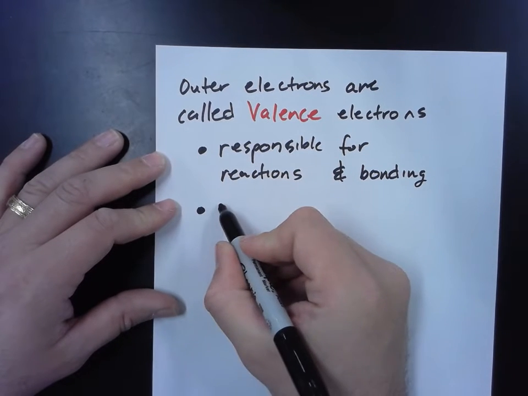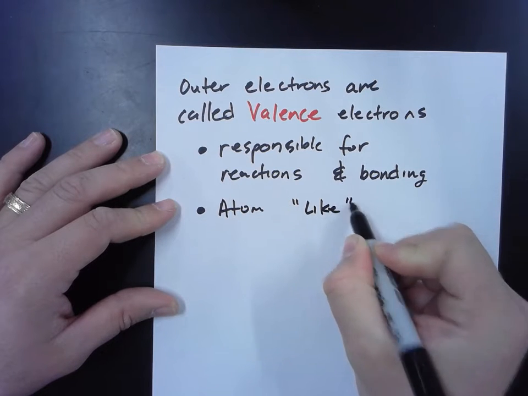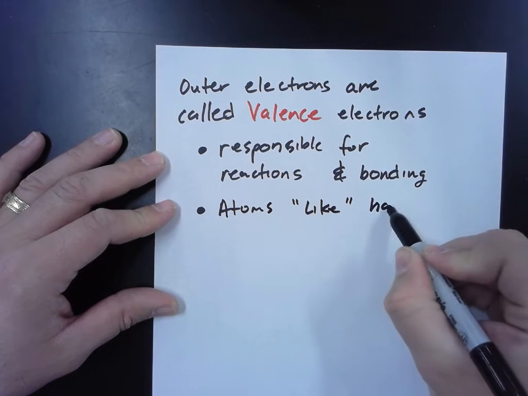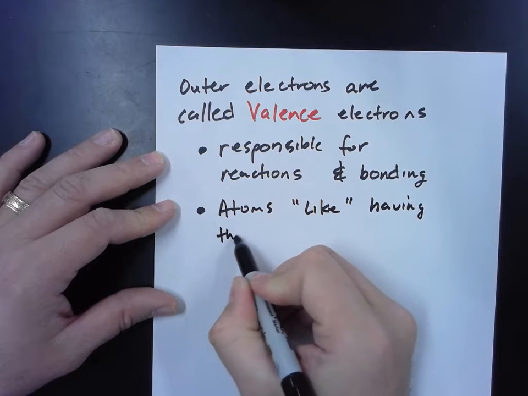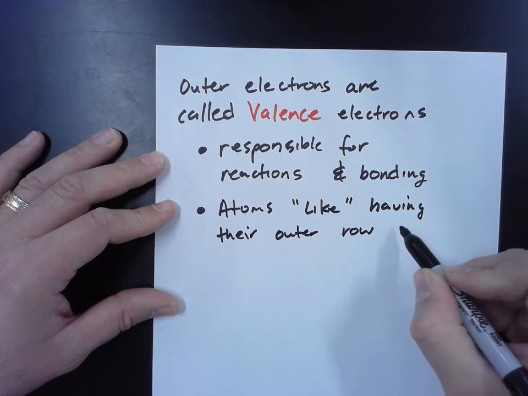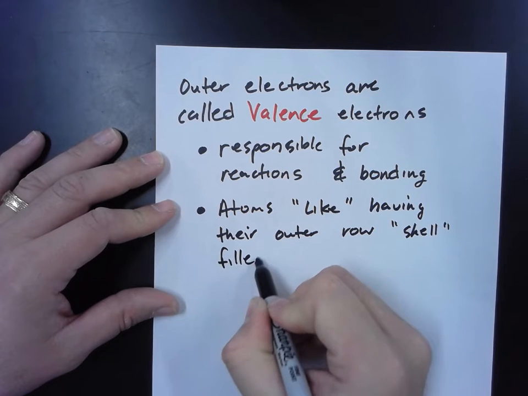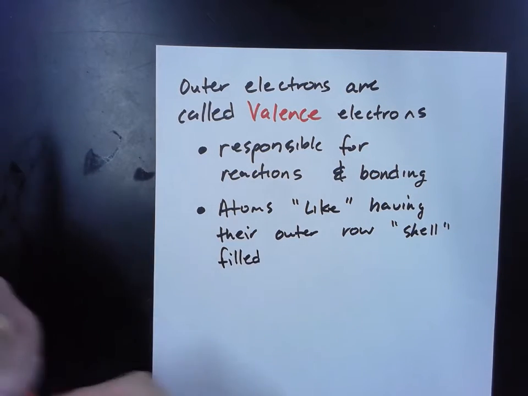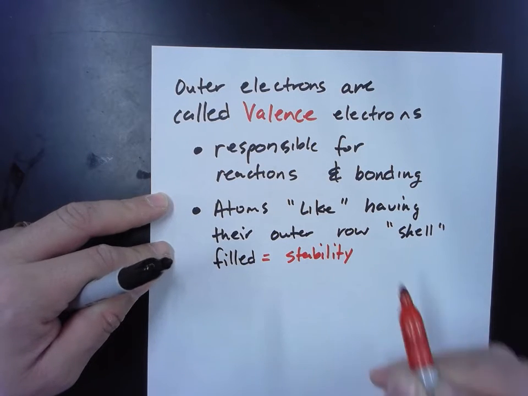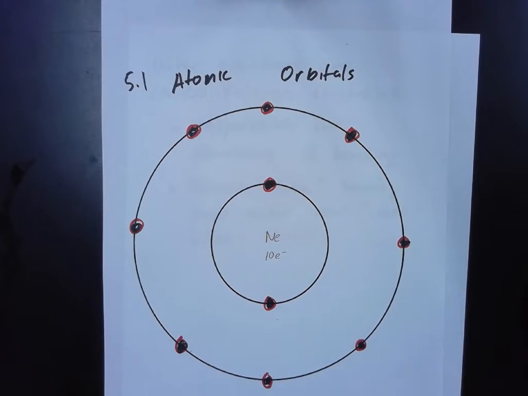And atoms, atoms don't like or dislike. The atoms are inanimate objects, but atoms like having their outer row, which is a shell, we call it a shell, filled. This equals stability. Okay, an atom that's got all of its outer seats filled is a stable atom.